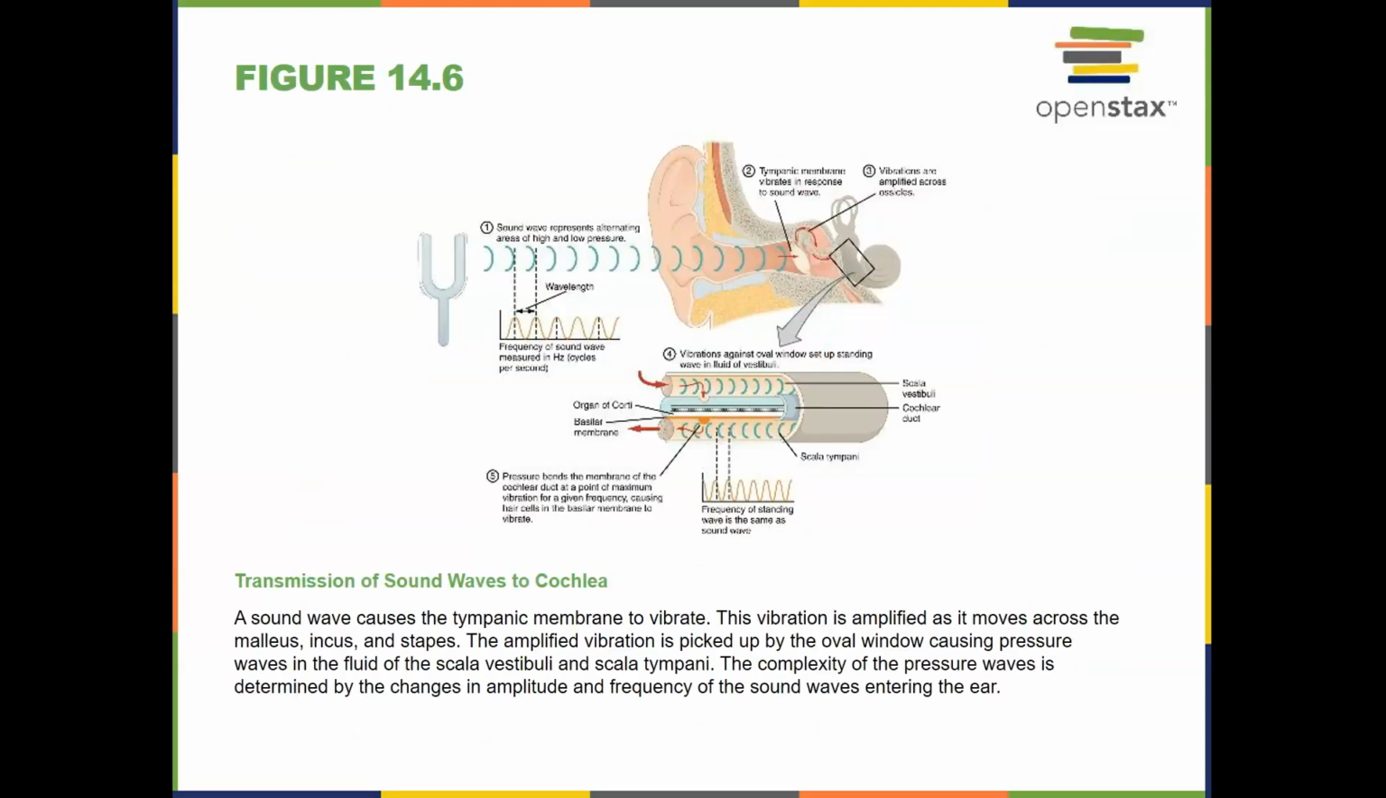Basically, let's come over here. Sound waves come in through the tympanic membrane. The tympanic membrane vibrates as the sound waves come in. The tympanic membrane then pulls on the malleus, incus, and then the stapes, which sets up vibrations inside of the cochlea, activating those cochlear hair cells, telling your brain that you're hearing a certain tone.